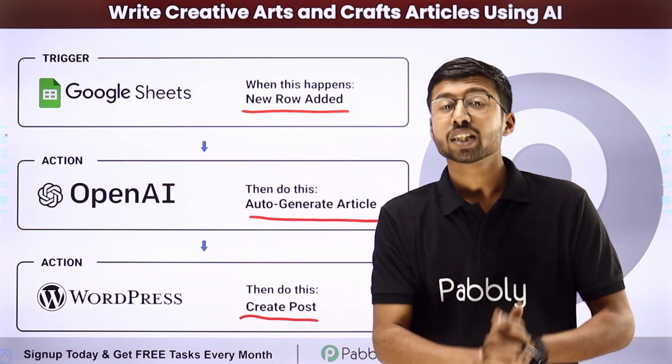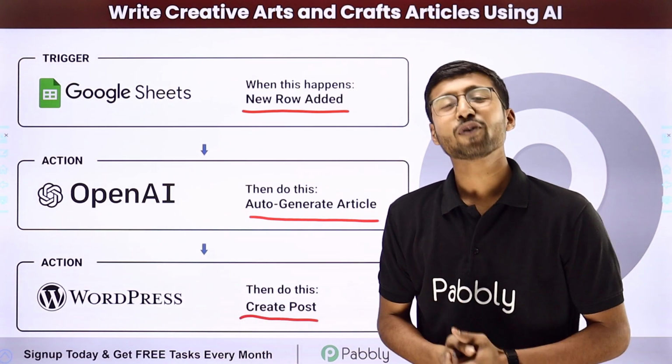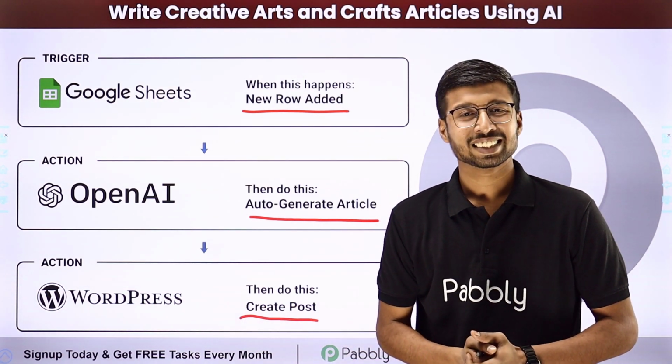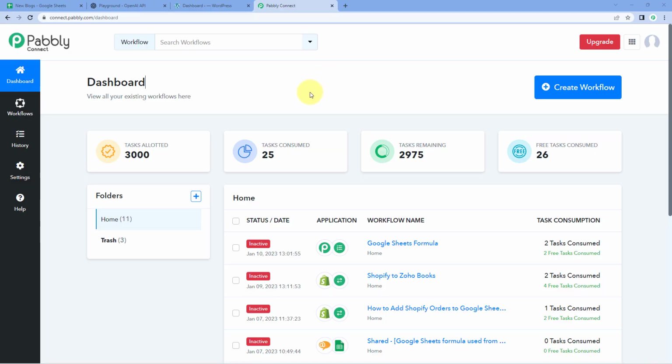Now guys, how you can set up this automation? To know this, you have to come with me to my screen. So as you can see, here we are on Pabbly Connect's dashboard. Now to reach this dashboard, you will get a free sign-up link of Pabbly Connect in the description box below. By clicking on that link, you can create your free Pabbly Connect account in just 2 minutes.